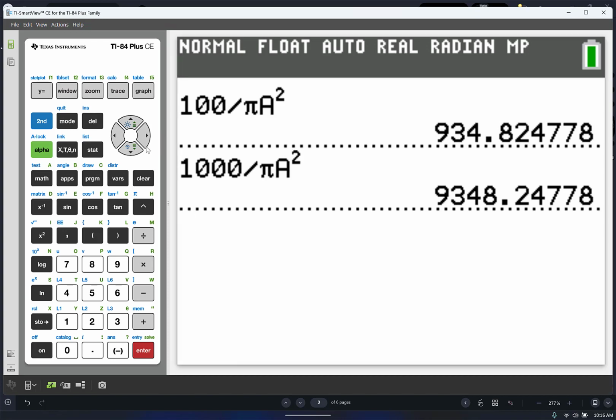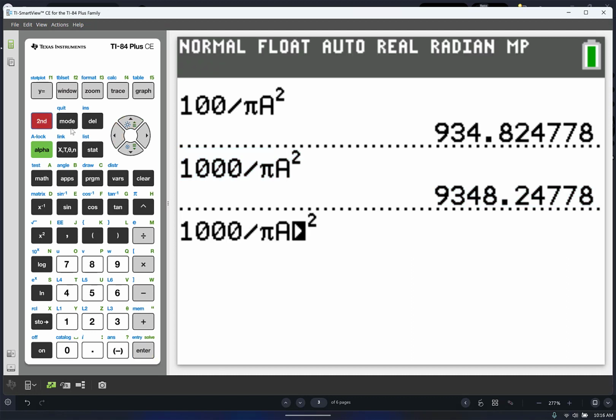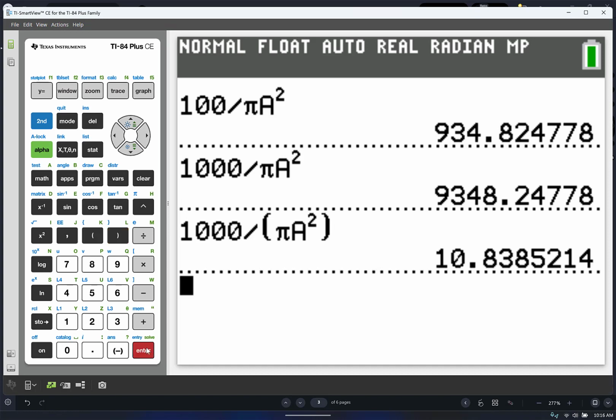So how do I fix this? Well, you either use parentheses. So you come back and I'm going to put second insert, and then second insert parenthesis, and then put close. I don't care about the 1,000. I care about the pi a squared. Second insert parenthesis, and then close it off right here. Do this, and that's the correct answer.